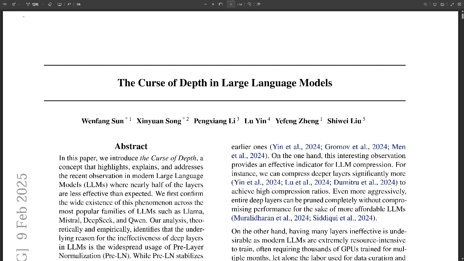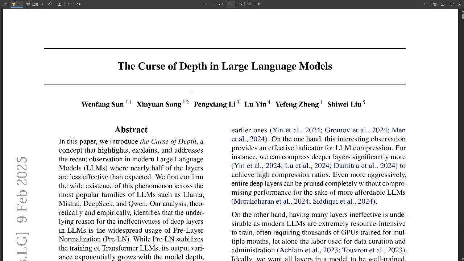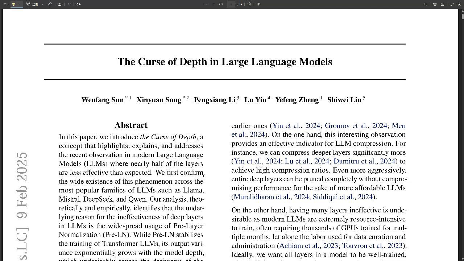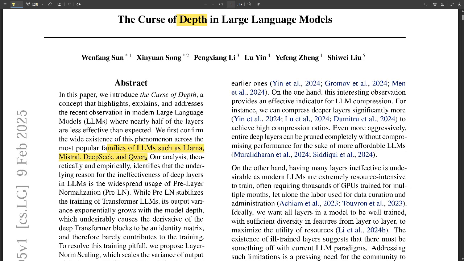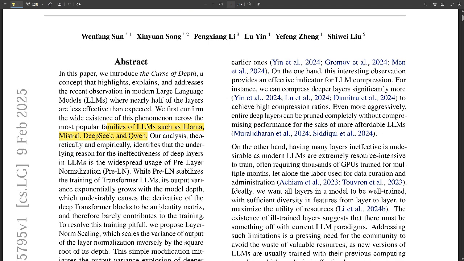Today we're looking at something really fascinating in the world of large language models, LLMs, those AI systems making waves with their ability to generate text and translate languages and even write code. But as powerful as these LLMs are, there's this curious inefficiency kind of hiding within these huge models, like a curse that affects their deepest layers.